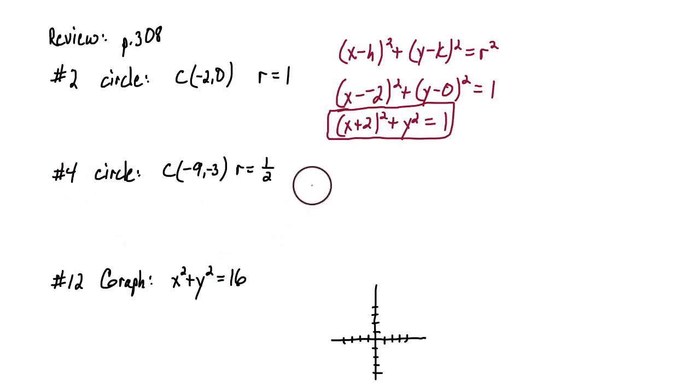Number 4, same idea. So x minus the -9, and then in the other parentheses, it's y minus the -3, and then it's equal to r squared, so 1/2 squared, that's 1/4. Now fix those double negatives.